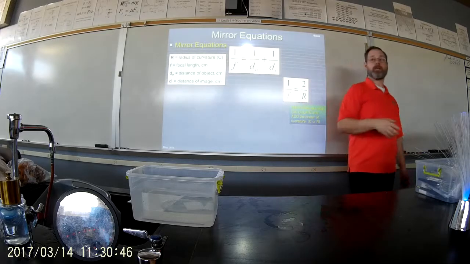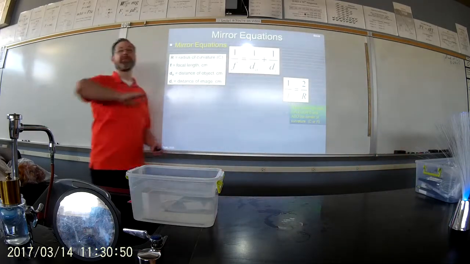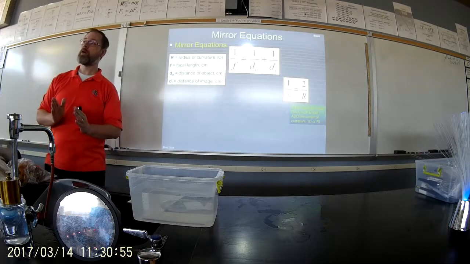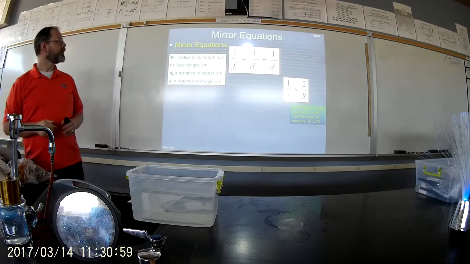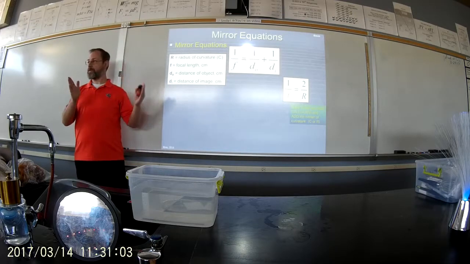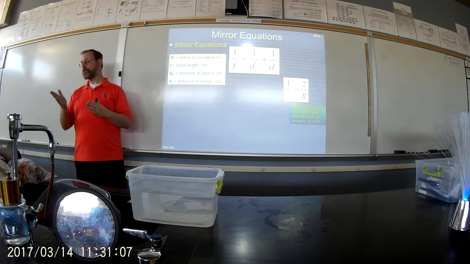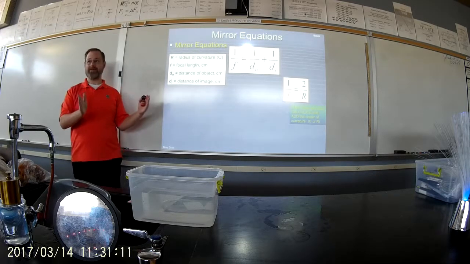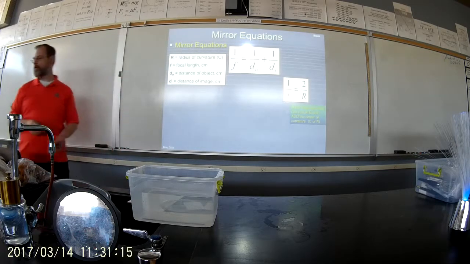What are these variables? F is called the focal length or the focal distance. It's the distance between the mirror and its focal point. I'll describe that in a second. Do is the distance from the mirror to the object on the principal axis, and di is the distance from the mirror to the image on the principal axis. So once you're done scribbling those formulas down, I will draw an example of this.